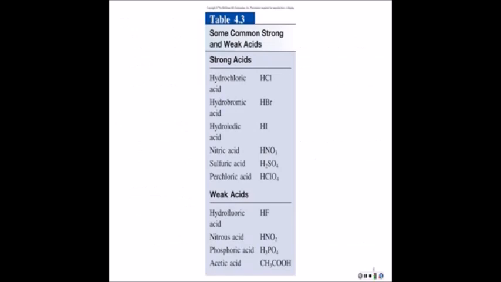Table 4.3 in the book gives you this small grouping of them. And it might give you the wrong impression. It looks like there are more strong acids than weak acids, but that's really the opposite. They're just not showing you all the different weak acids that there are.